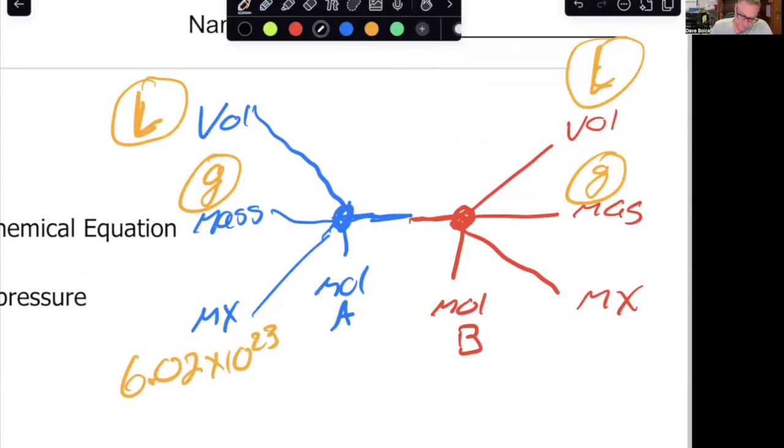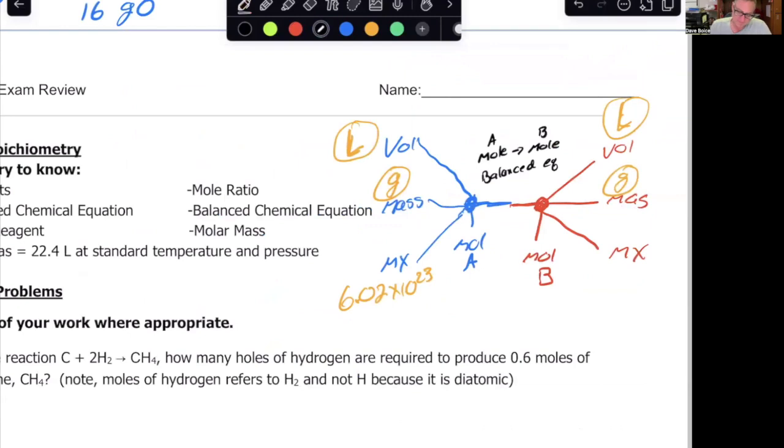When you're here, what you're doing is mole of A to mole of B, and you do this with the balanced equation. Okay. So basically, you've got step 1, 2, and 3 here. Let's see here.